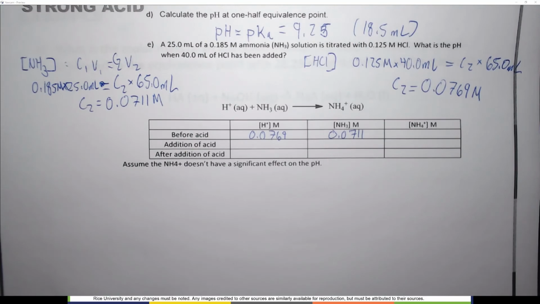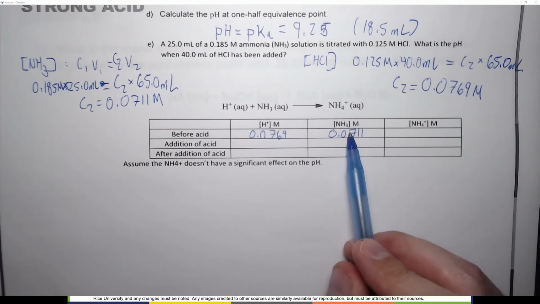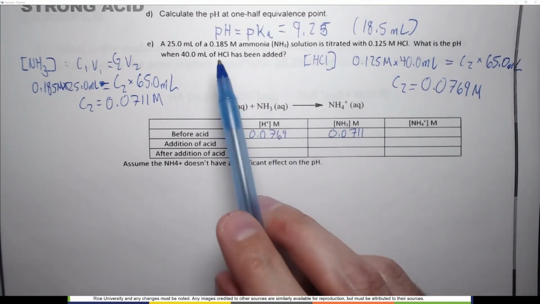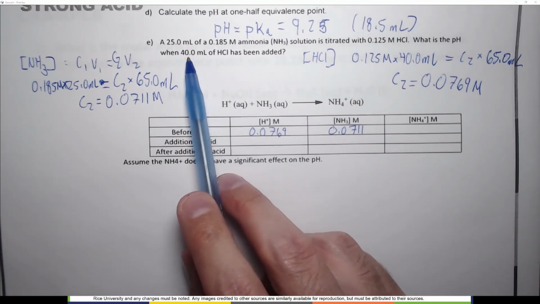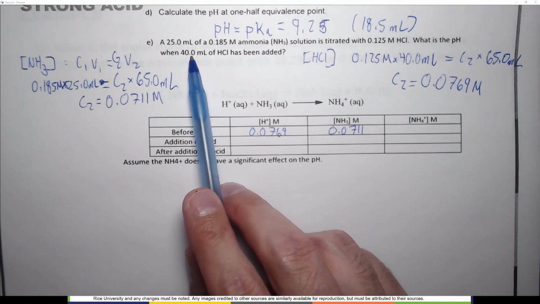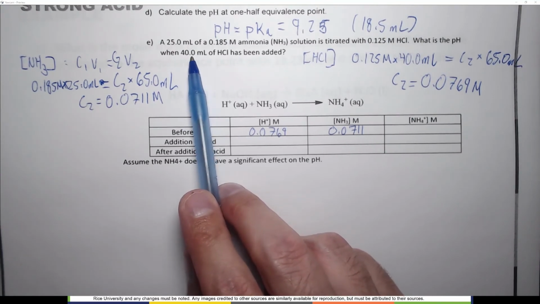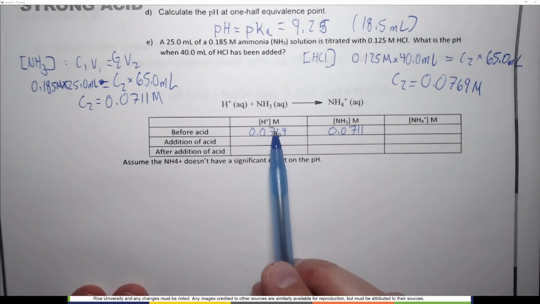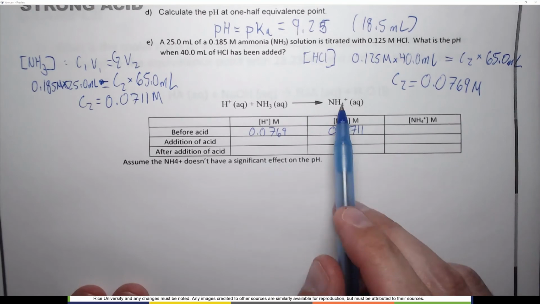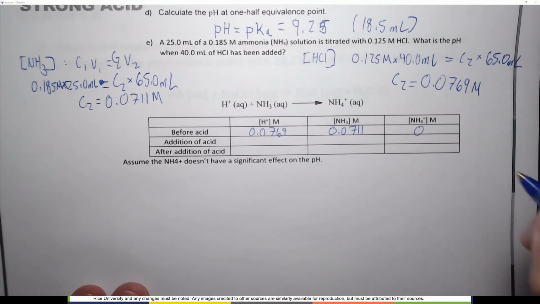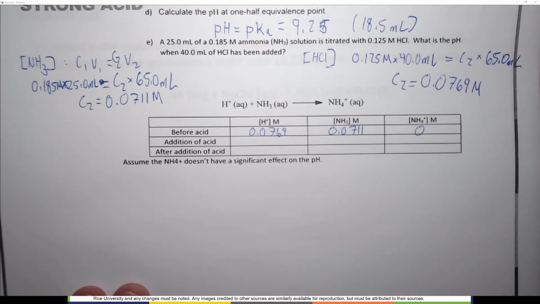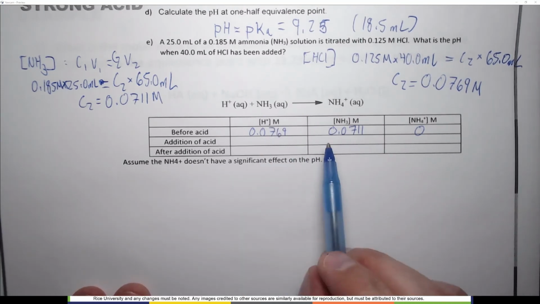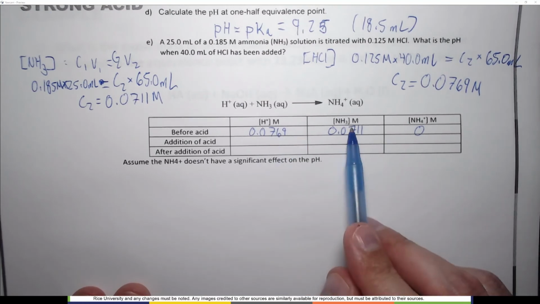What's important to note here is that we actually have more acid than we have NH3. This should not be surprising. We just found that the equivalence point was 37 milliliters. We've added 40 milliliters, so 40 milliliters should be past the equivalence point by 3 milliliters. And you find we have more moles of H+. Before we start, we assume that NH4+ has no concentration. All right? So in this case, unlike in part B, we actually have more acid than we do NH3.